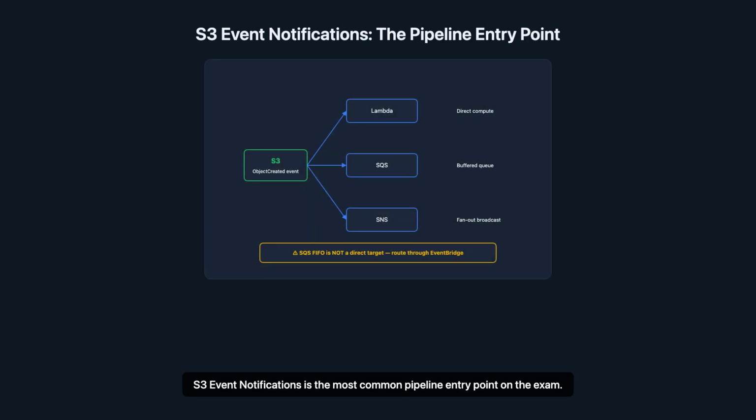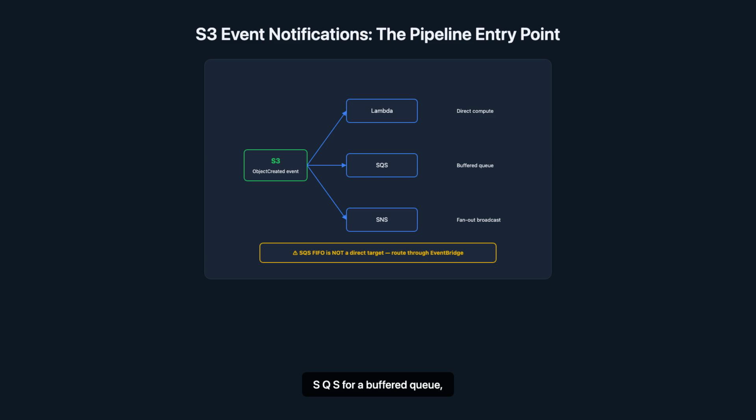S3 event notifications is the most common pipeline entry point on the exam. When a file lands in S3, you want something to happen. S3 supports 3 direct destinations. Lambda for direct compute, your function fires immediately with the event payload.